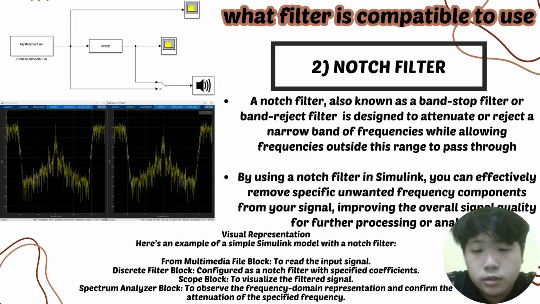Here is an example of a similar model with a notch filter shown in the diagrams. The multimedia file block is used to read the input signals, and the discrete filter block is configured as a notch filter with specific coefficients. The scope block is used to visualize the filtered signal, and the spectrum analyzer block is used to observe the frequency domain representation and confirm the attenuation of the specific frequency.